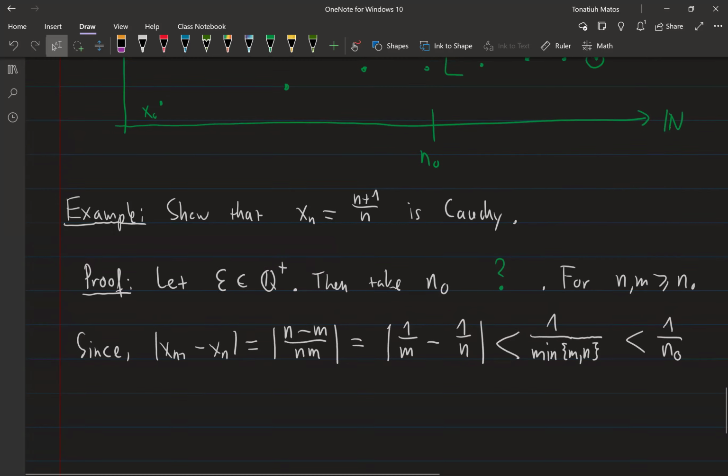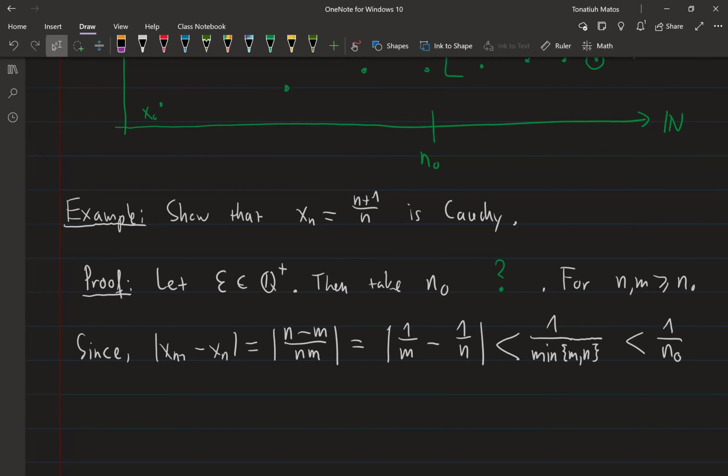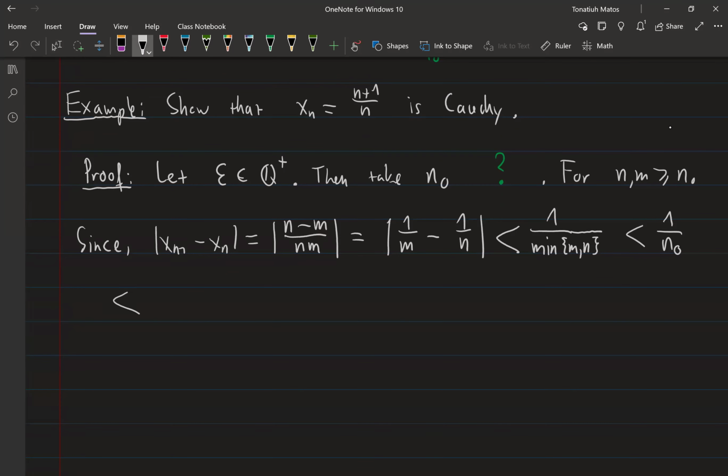Okay, so once we got this far, how do we find what n0 is? What we want is this. We want this to be smaller than the epsilon we chose, right? And notice that this thing that we want will happen if and only if the following happens. What n0 could we choose? So all we have to do is choose an n0 that is larger than what? So just choose any natural number that is larger than 1 over epsilon.